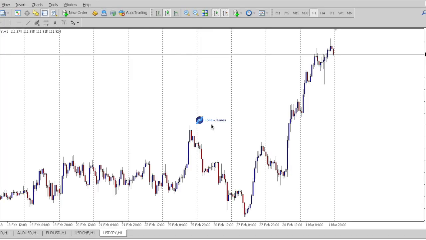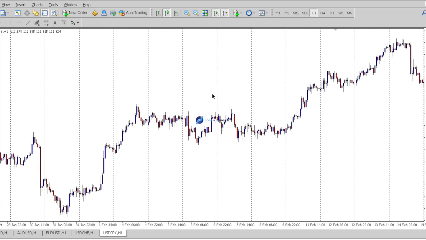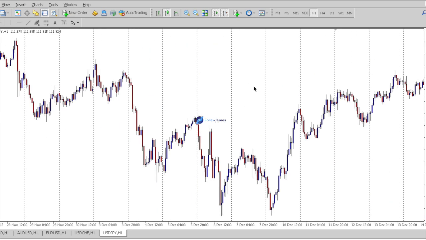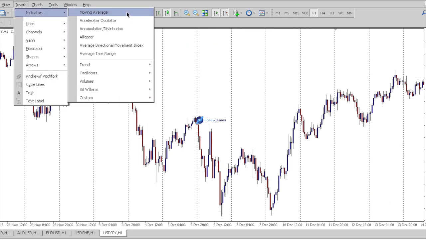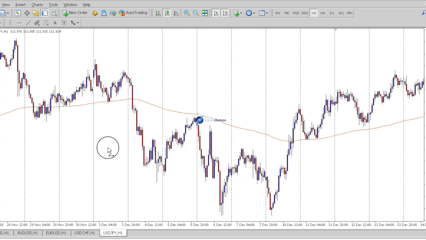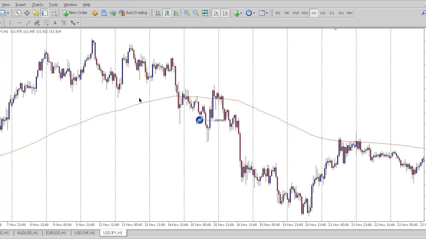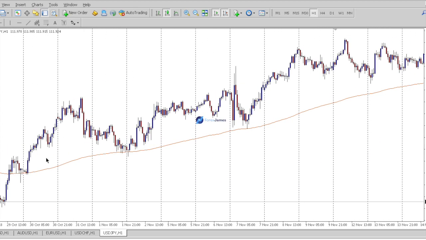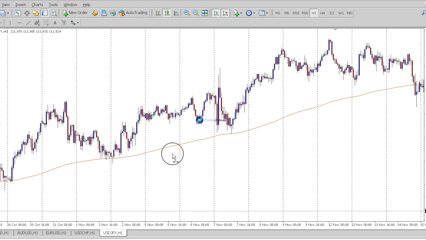Okay, so here's a chart of the dollar yen. To define a trend, many people have different ways of doing so. Okay, some of them may use a moving average, a 200 moving average, for example. Okay, this is a nice example here. An uptrend that's not too strong, okay, that's not too steep, and it goes quite a long way.